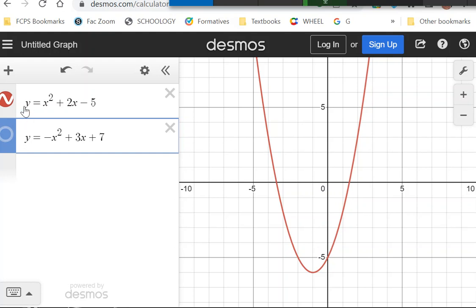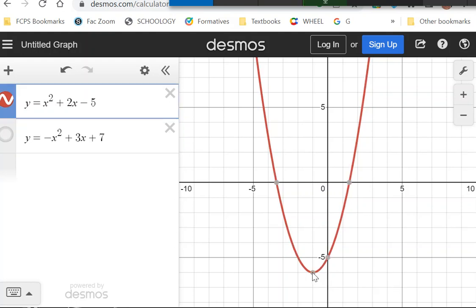Notice that this one, I have y equals x squared plus 2x minus 5. In this case, the a is 1, b is 2, c is -5. So something I want you to see is this parabola is opening up. Desmos is really great because remember we've talked about the vertex right here.